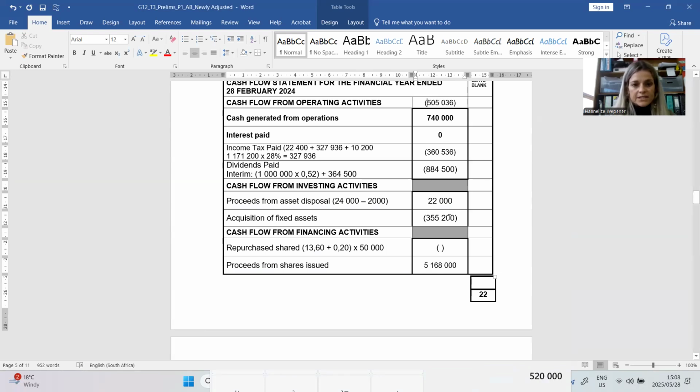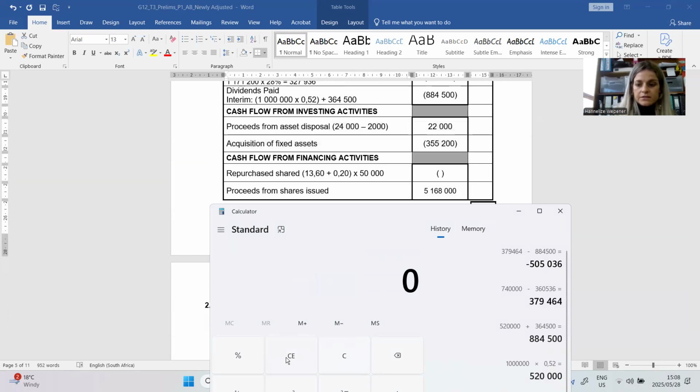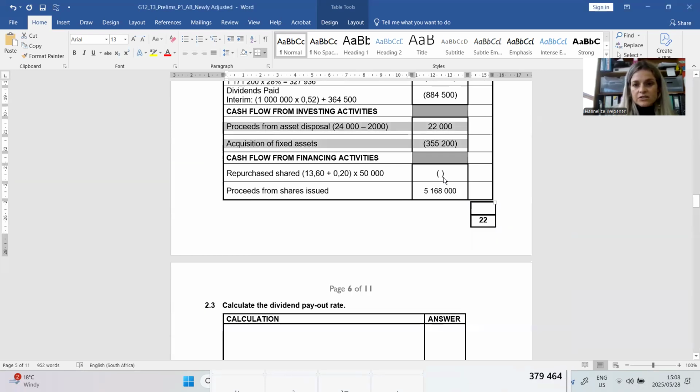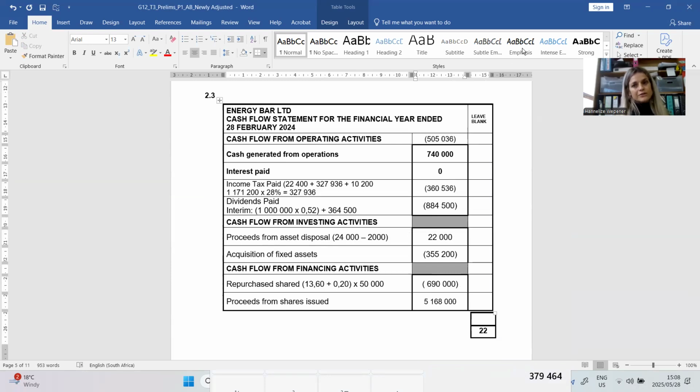Right, then we are done with our investing activities. We only need to still calculate the repurchase price. So 13 Rand 60 cents is the average, plus the amount above that times the number of shares, so 690,000 Rand that we then paid to buy back these shares. And that's your cash flow statement.